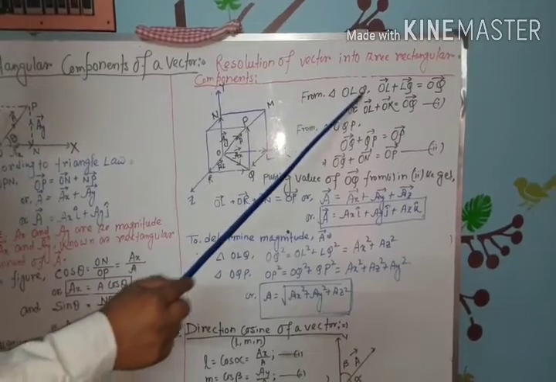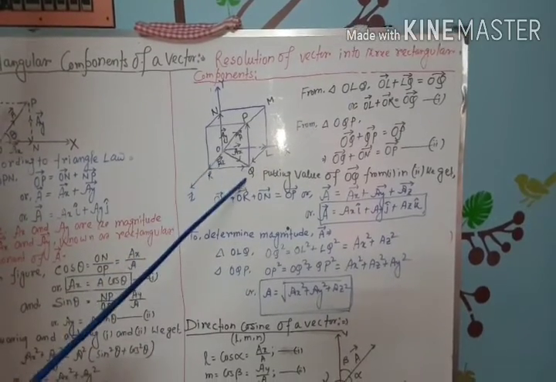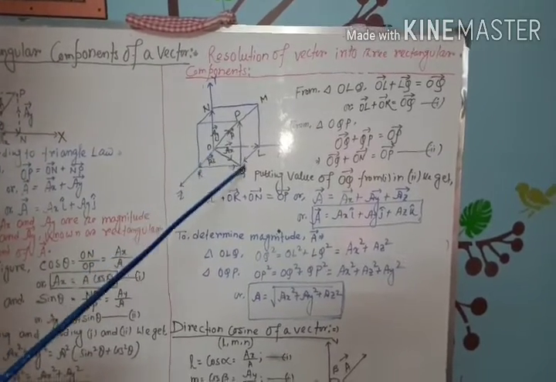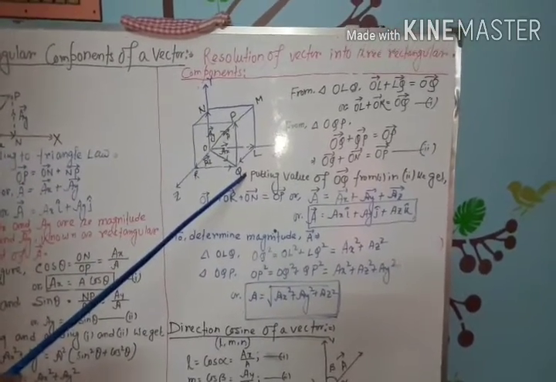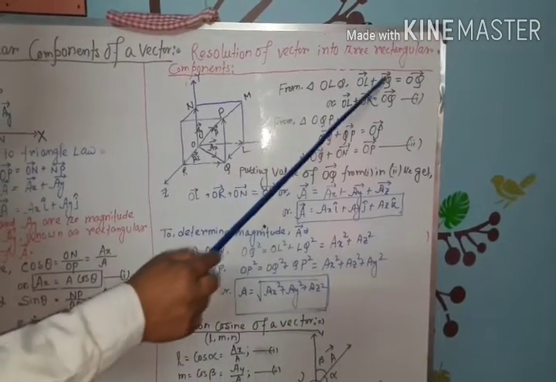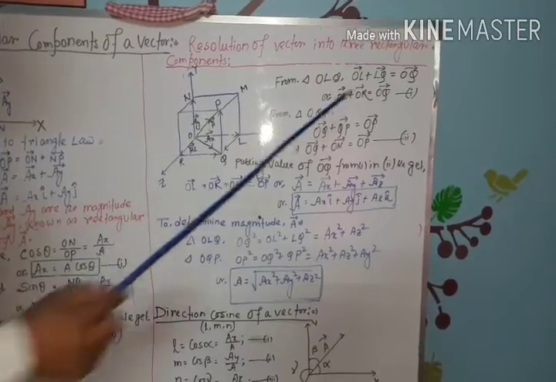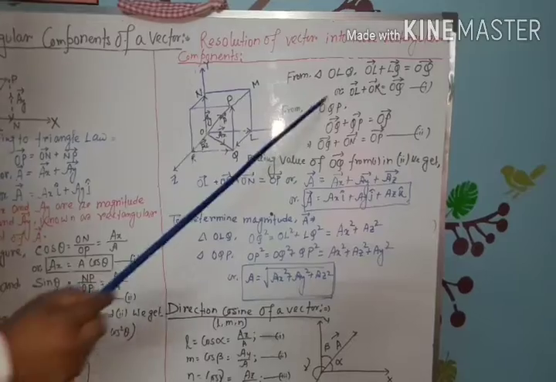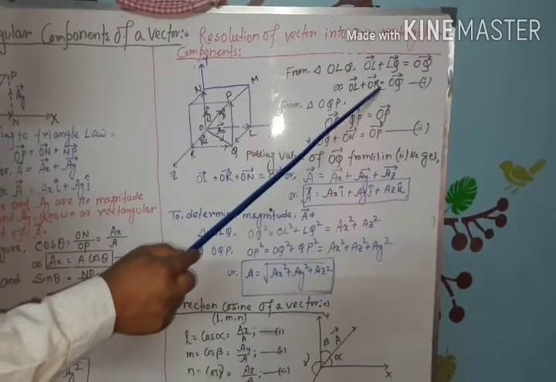See here, OLQ. Of this triangle, OL and LQ are taken in the same order, but OQ is taken in the opposite order. That's why we can write OL plus LQ is equal to OQ. Clear?